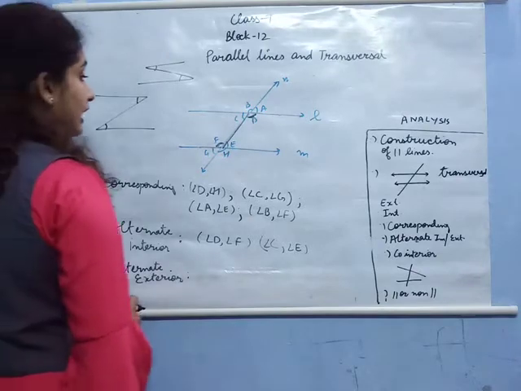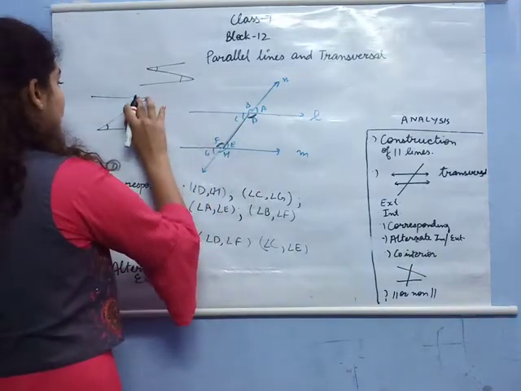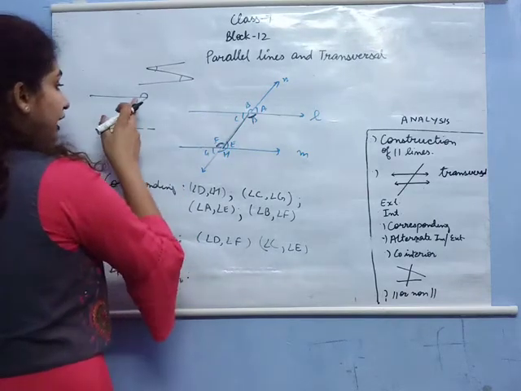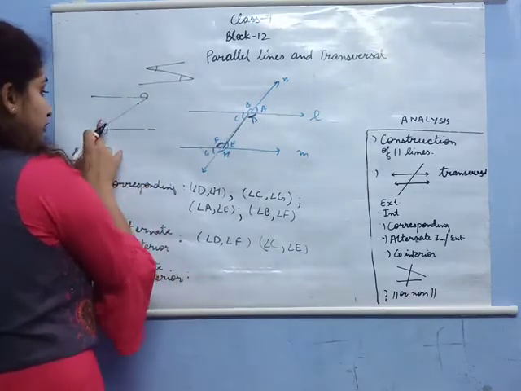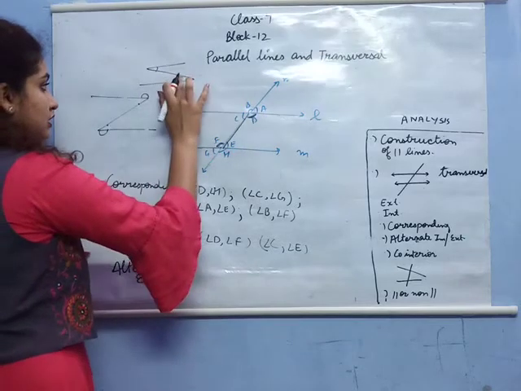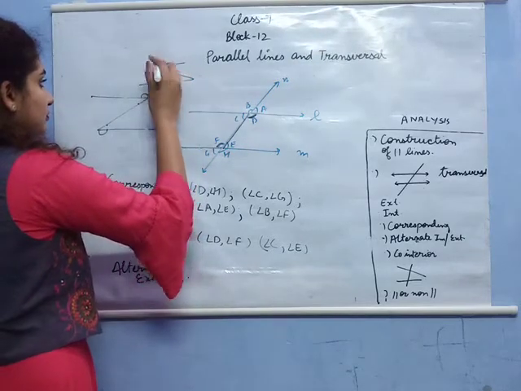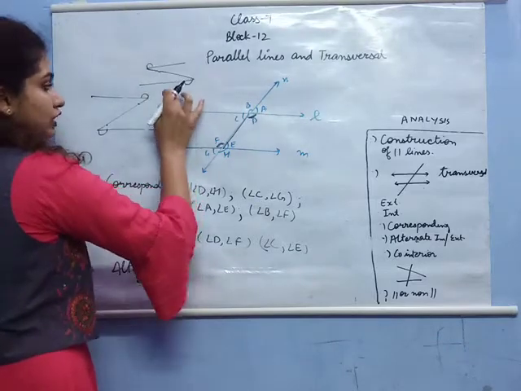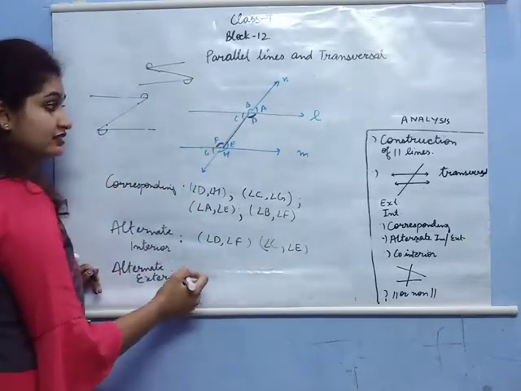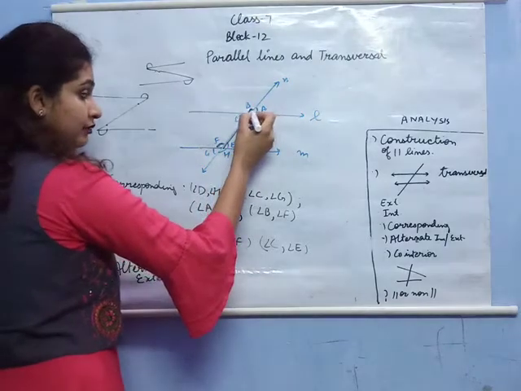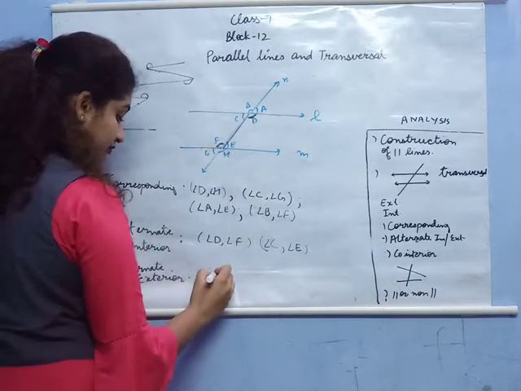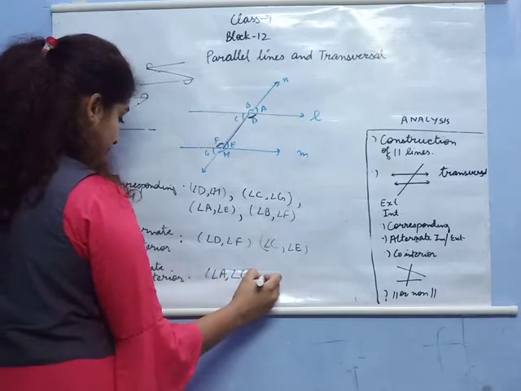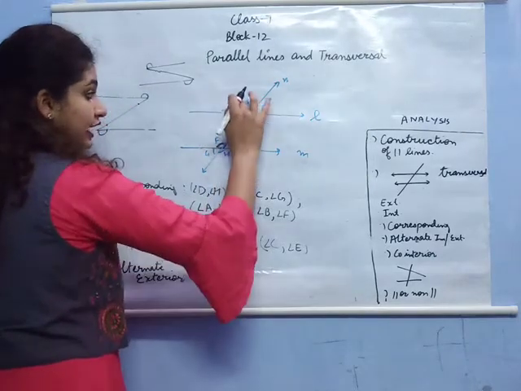Alternate exterior angles are outside that Z, here or here. But again, one is on the left side of the transversal and one is on the right side of the transversal. Similarly, here or here. One is on the left side and one is on the right side of the transversal. So alternate exterior angles are A and G. Angle A with angle G. Angle H with angle B.